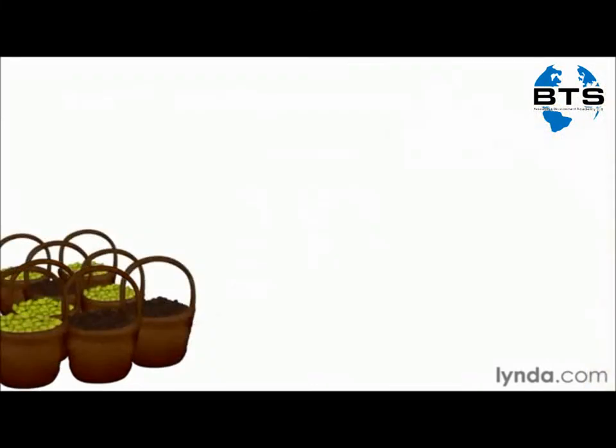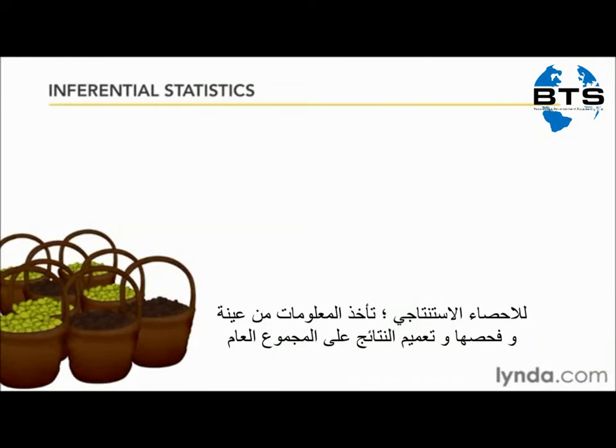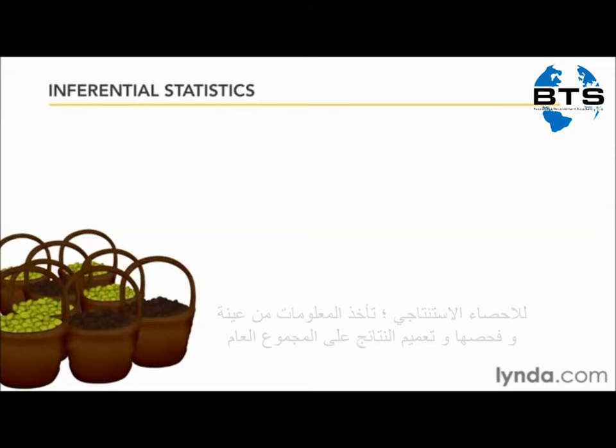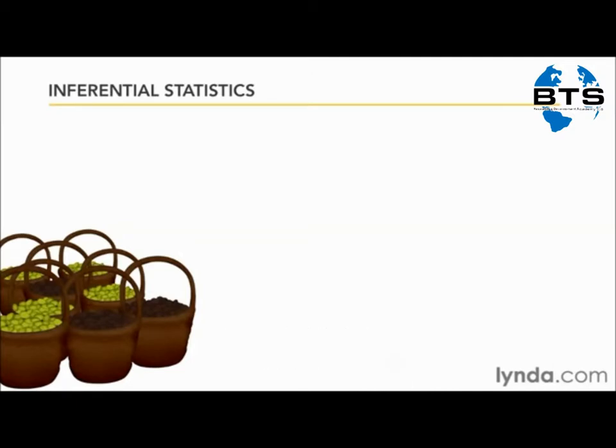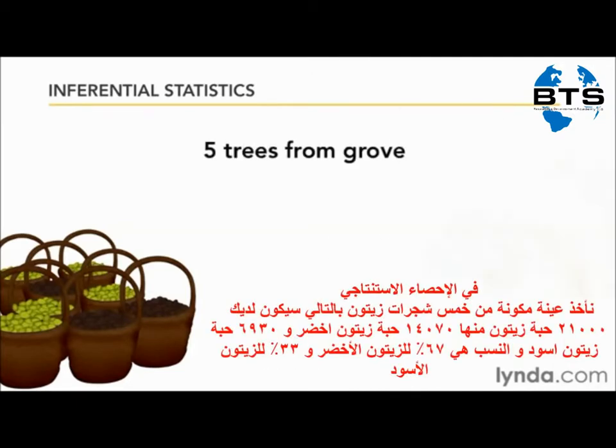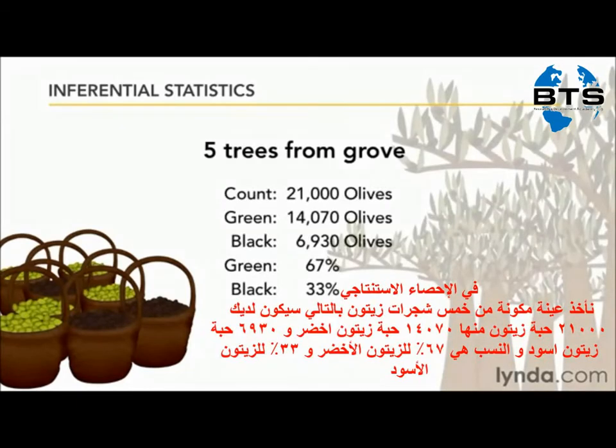25% of the total. For inferential statistics, you take information from part of your population and extrapolate it to make guesses about your entire population. So for example, let's say that you have a grove of 100 olive trees, and you take a sample from 5 of those trees. You have 21,000 olives, of which 14,070 are green and 6,930 are black, and you see that the percentages are green is 67% and black is 33%.